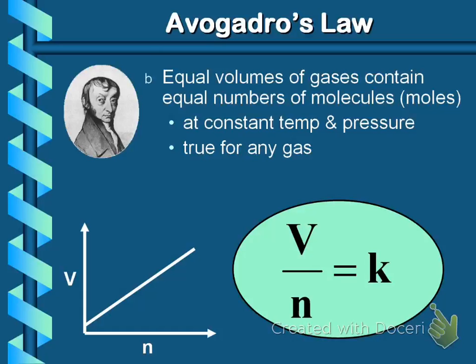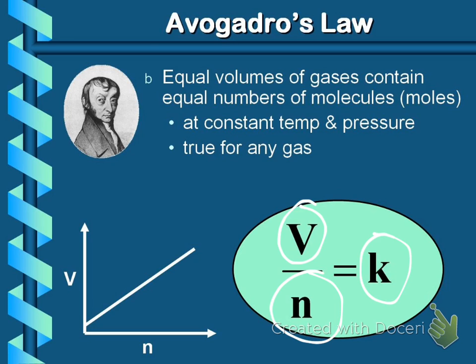But he basically said, hey, if you have a gas that's 2 liters and another gas that's way different, but there's 2 liters of it, there'll be the same number of molecules at a constant temperature and pressure, and that was true for any gas. And so he basically just said they're always proportional. So this equation here, V over N, which equals K, is just saying that volume over the number of moles, or in this case maybe the molecules, doesn't matter, equals some constant K, okay?